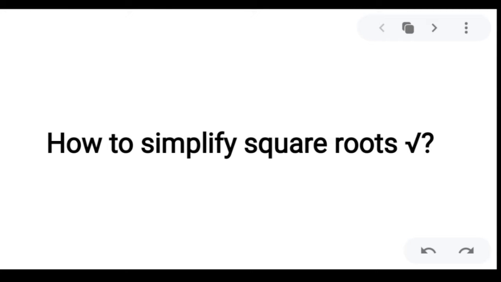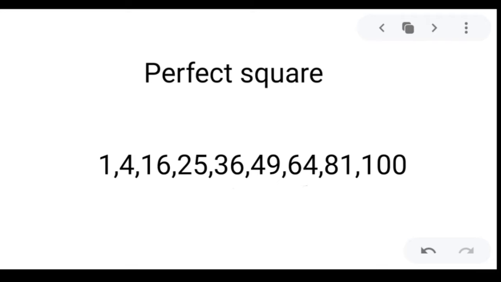Sa video ko ngayon guys, i-share ko sa inyo kung paano i-simplify ang isang square root ng mabilisan. Bago tayo pumunta sa example natin guys, i-share ko na sa inyo kung ano yung tatawag na perfect square. Perfect square is yung number na pwedeng i-multiply by itself.